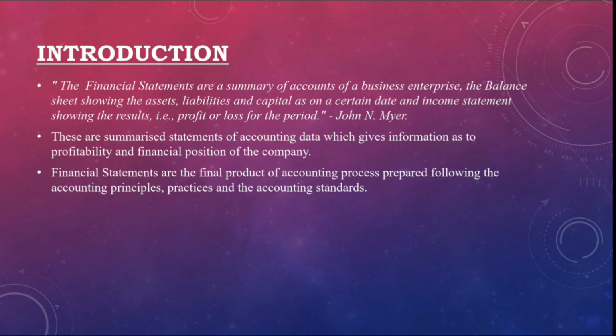Now, as we know, the accounting process consists of journalizing, that is, recording the financial transactions in the journal, then preparation of the subsidiary books, then posting that information into the ledgers, and then the preparation of the trial balance. Only on the basis of the trial balance can we prepare the balance sheet and the statement of profit and loss.